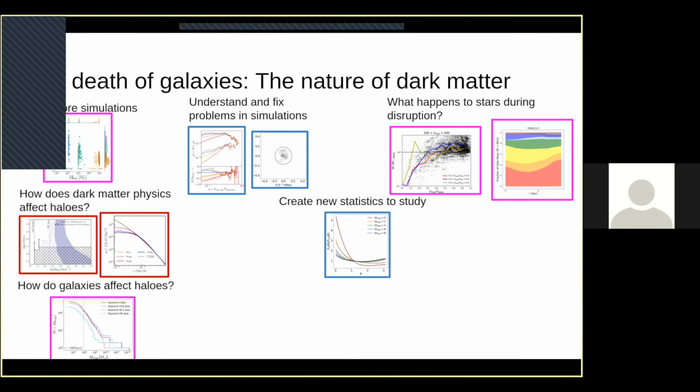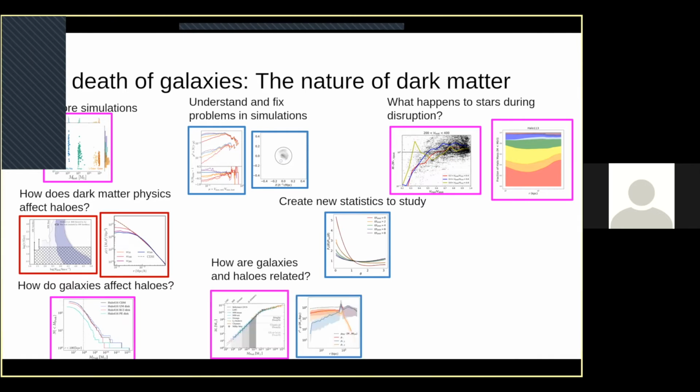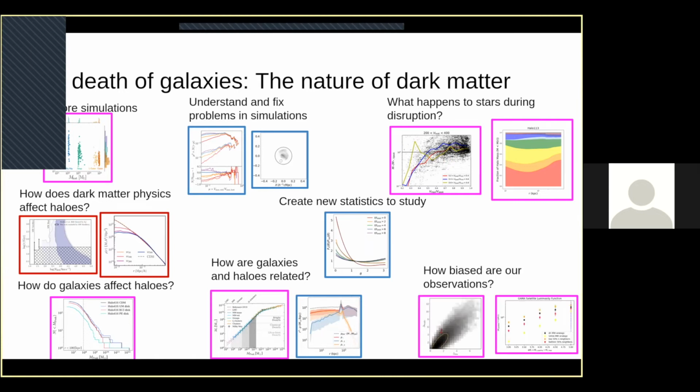You could ask about how galaxies are affecting these halos, not just the dark matter. You could ask questions about how galaxies and halos are related before they disrupt, which will give you information about how to model this in the first place. And then you could also ask questions about how biased our observations are. When we observe an object like this, how reliable is that in telling us what an average object like that looks like in the rest of the universe?